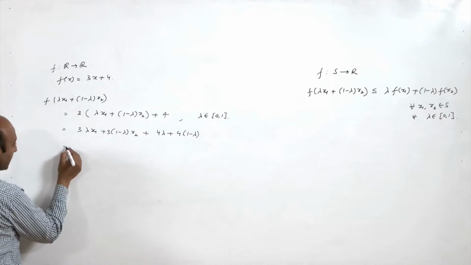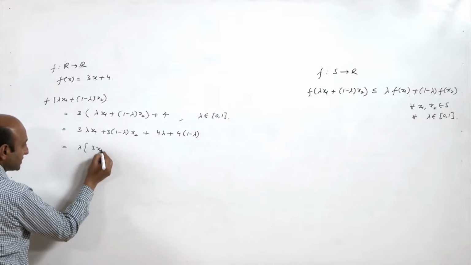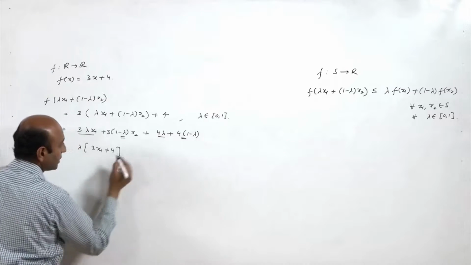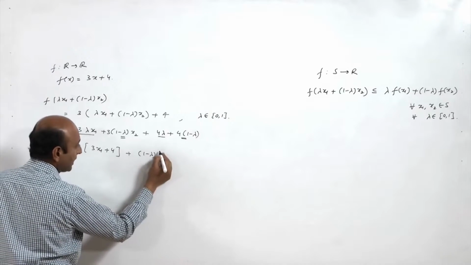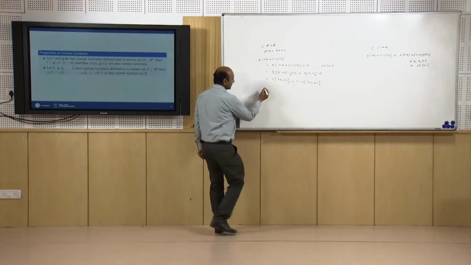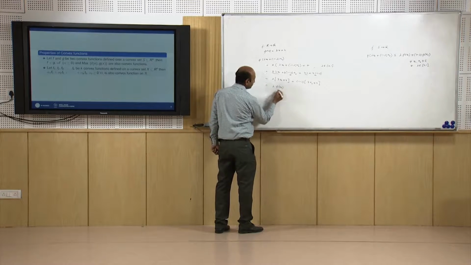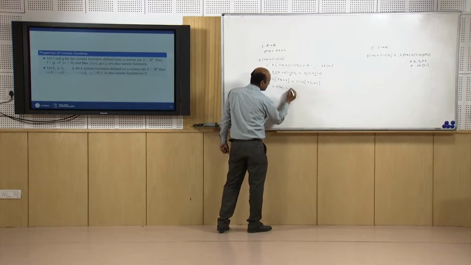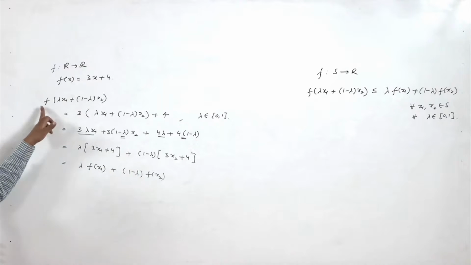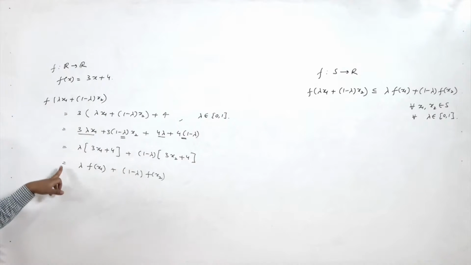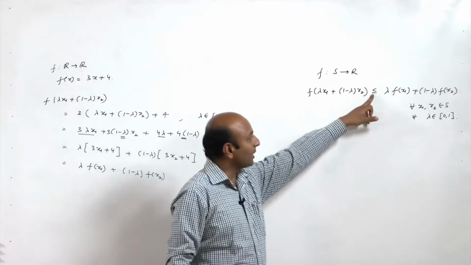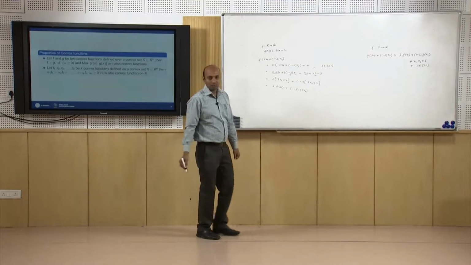Now, this can be written as lambda times 3x1 plus 4, as you club these two terms and these two terms, plus 1 minus lambda times 3x2 plus 4. Now, this is nothing but lambda of f x1, where f x1 is 3x1 plus 4, and 1 minus lambda of f x2. So, we have shown that f of lambda x1 plus 1 minus lambda x2 is equal to lambda f x1 plus 1 minus lambda f x2, that is, equality holds. So, equality holds, which means the function is convex.